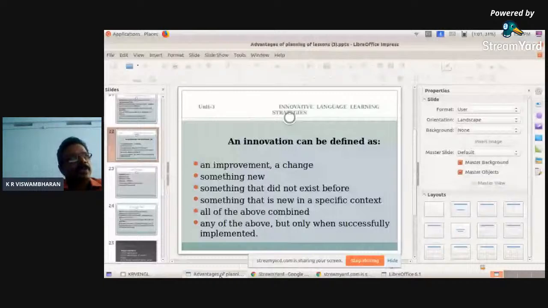Good afternoon, everybody. Today we are going to discuss Unit 3 and Unit 4. And Unit 3, Innovative Language Learning Strategies.